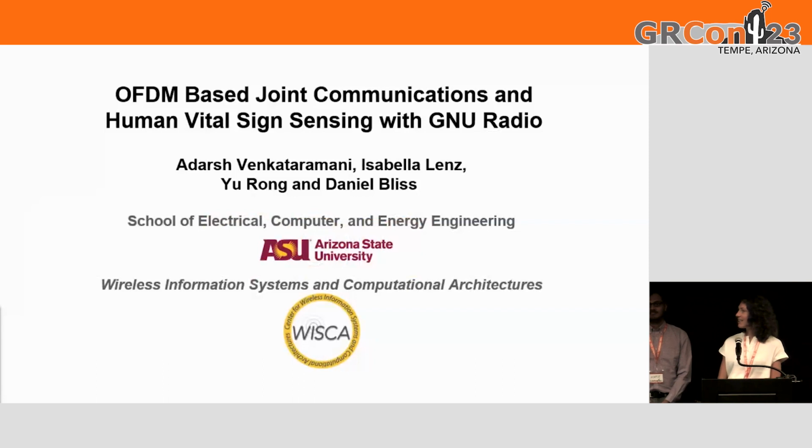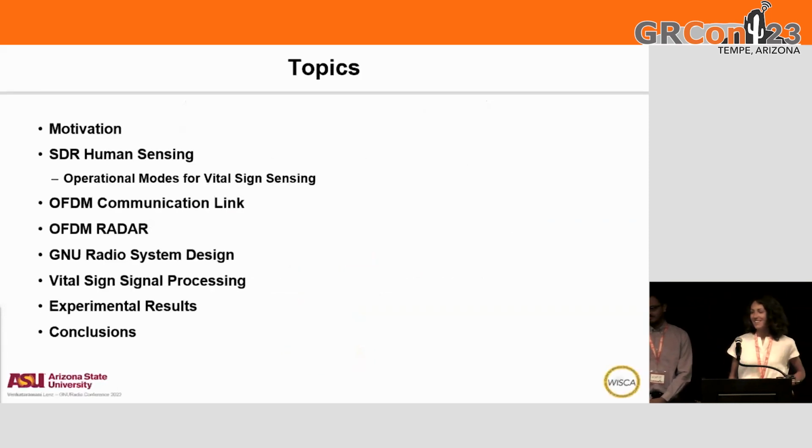But we're here today to talk about some work that we've been doing on joint communications and sensing, specifically using an OFDM waveform. Here's a quick overview of the topics we're going to talk about today.